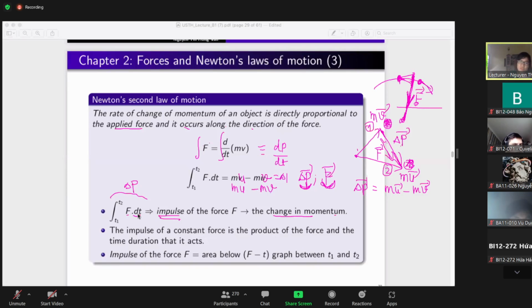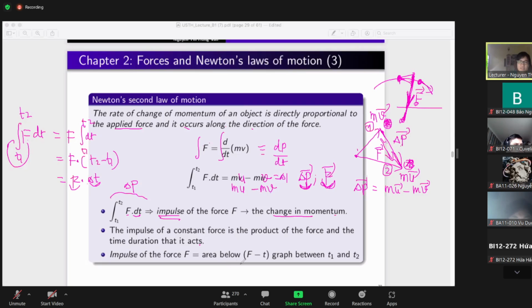If F is constant, you have the integral of F. If F is constant, it means F doesn't depend on time. So you can take it out of the integral and you see F integral dt from T1 to T2, and this is equal to F (T2 minus T1), equal to F delta T. So if F is constant, the impulse of the force is the product of the force and the time duration that it acts.